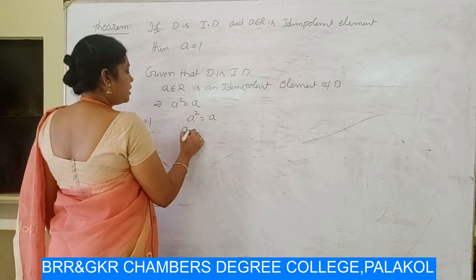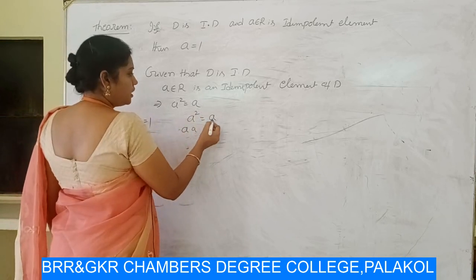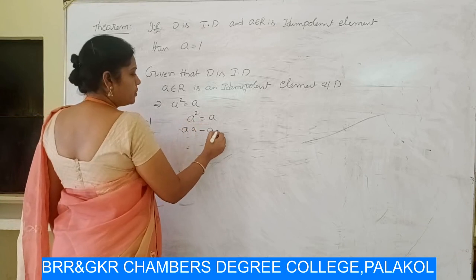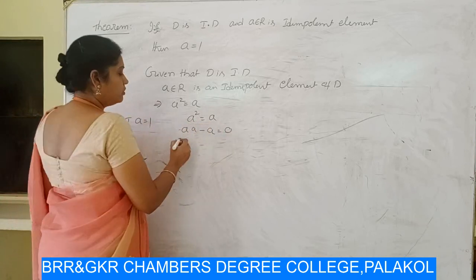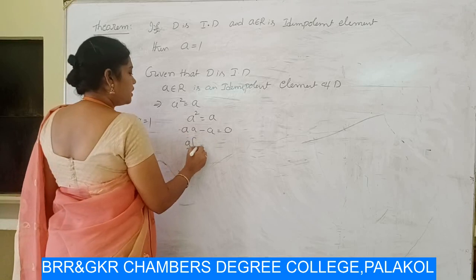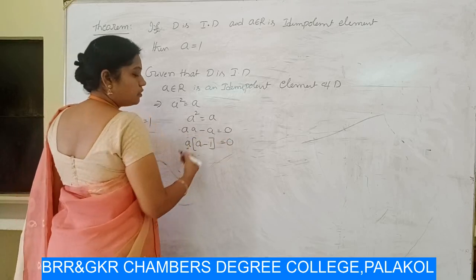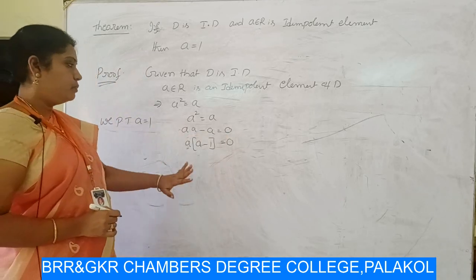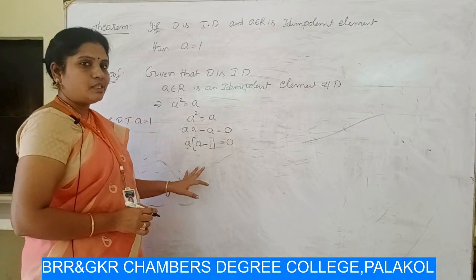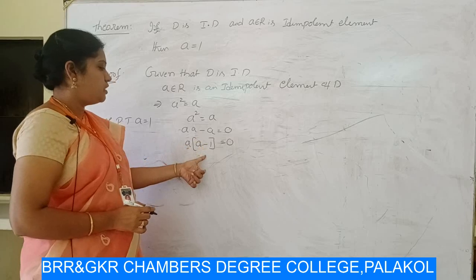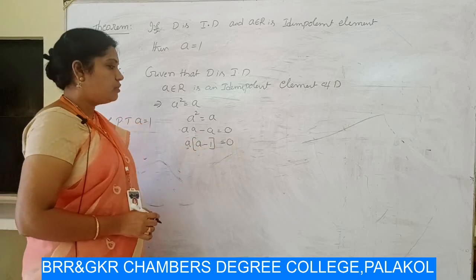A squared can be written as A into A. Taking A to the left side, A squared minus A is equal to 0. Taking A common, we have A into (A minus 1) is equal to 0. Then we get the product of two elements, the first one is A and the second one is A minus 1, equal to 0.